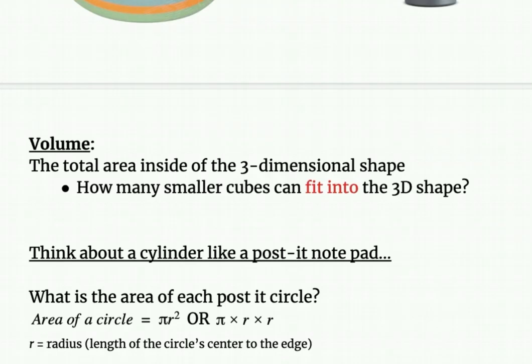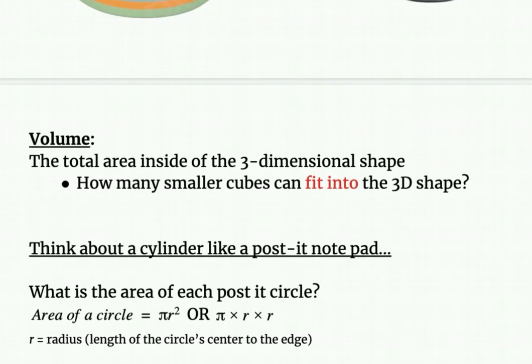So area of a circle, radius, and all that kind of stuff, you should have learned in 7th grade when you were learning about circles. So this should be a review. Again, the area of one circle, a two-dimensional circle, is pi times radius times radius. We're going to go over an example of that later.